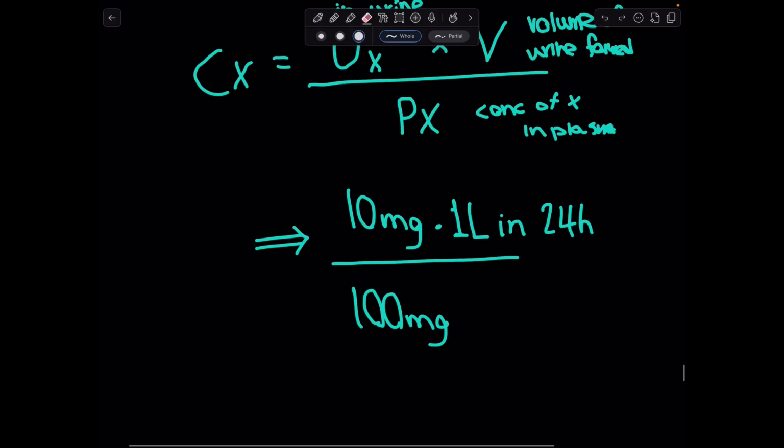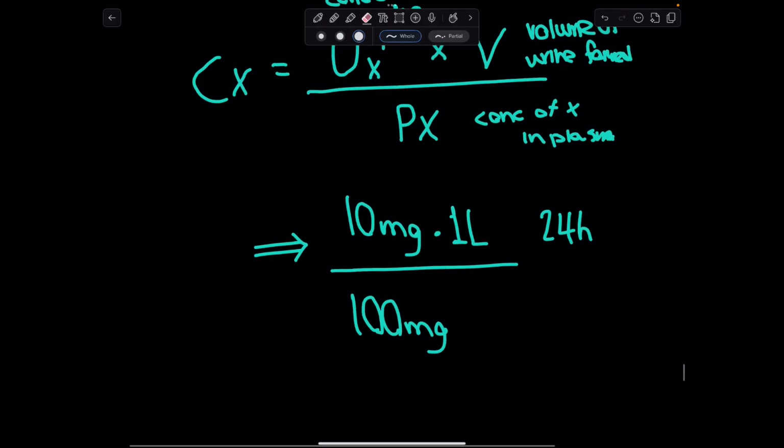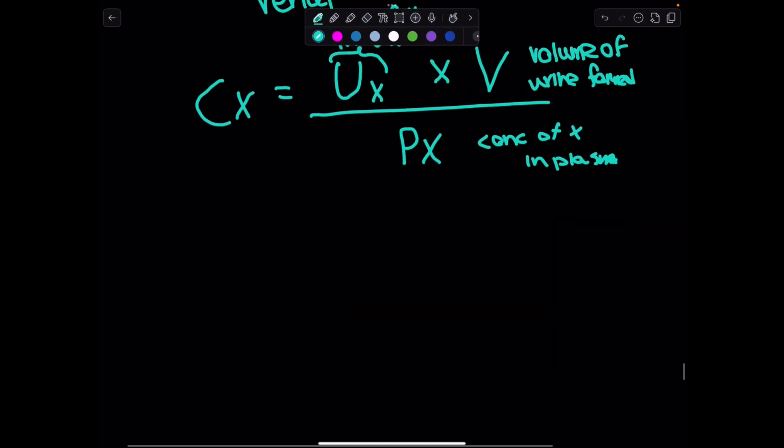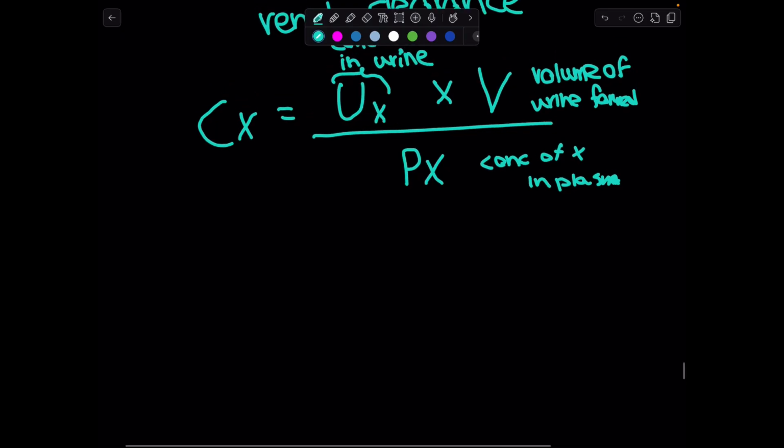So 10 milligrams of... okay, let's do it. Let's say we have a concentration of X in urine. Let's say we have 10 milligrams in how much? In a liter of urine, let's say.